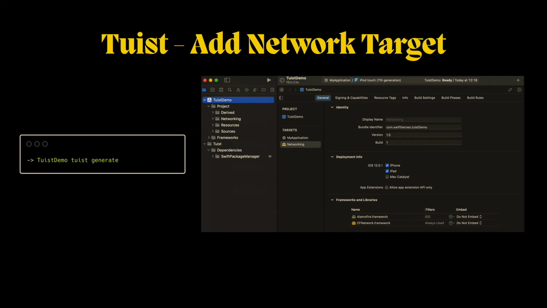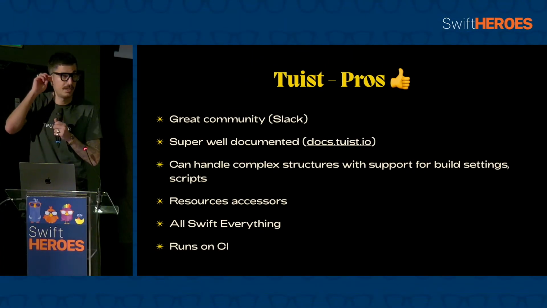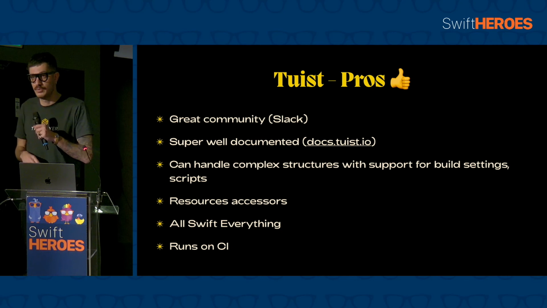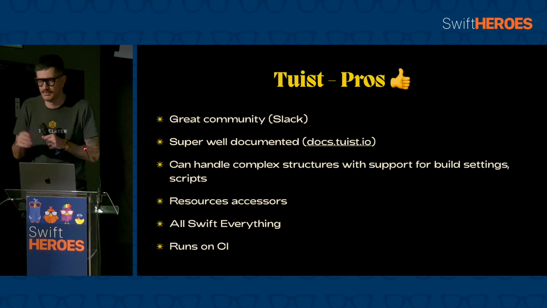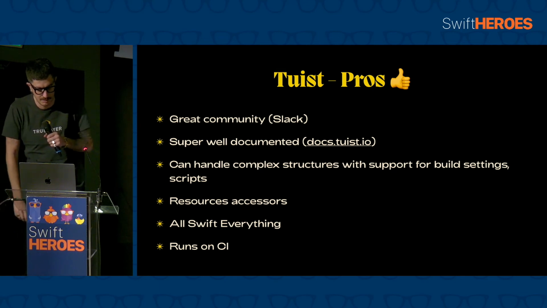So to do a quick recap, again, just like XcodeGen, anything you can do in Xcode, you can add here. So build settings, scripts, anything you want, you can do it there. So the pros of using Twist. First of all, that was a big plus for me. It has a great community on Slack. Just visit their website, it's twist.io, and you can get all the links over there.